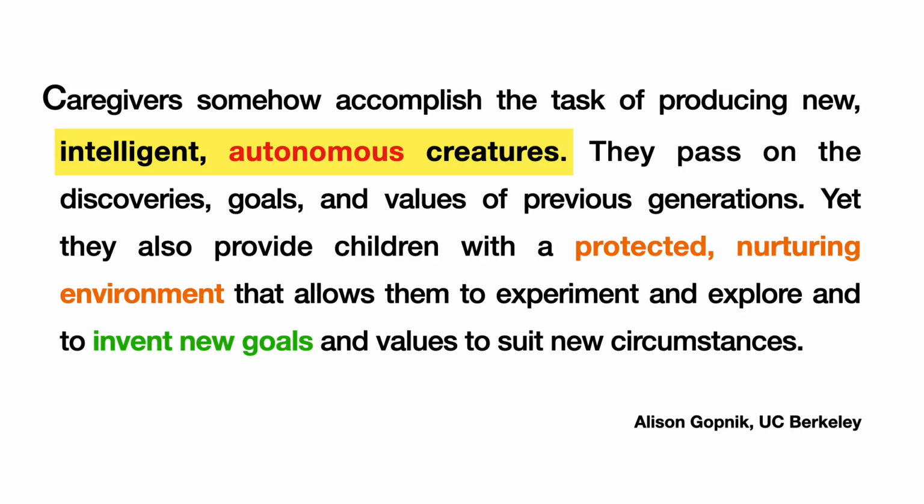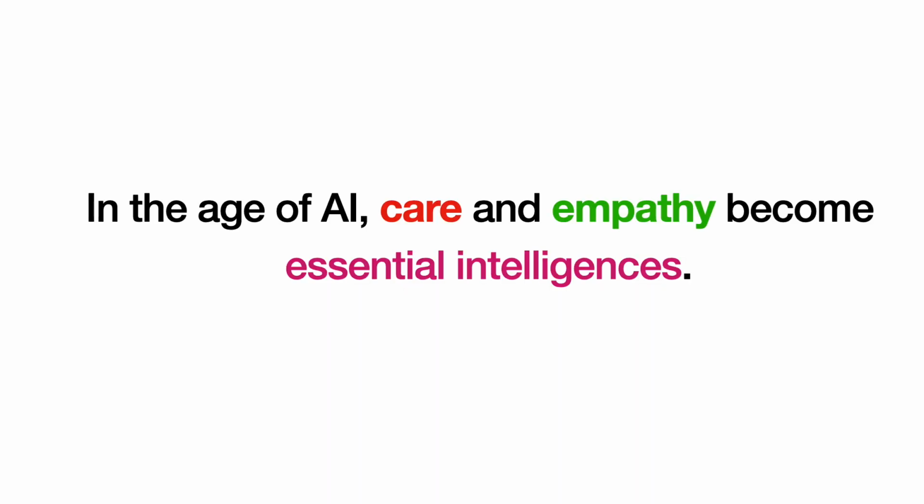This is what Alison Gopnik at UC Berkeley said. She said that caregivers somehow accomplish the task of producing new, intelligent, autonomous creatures. This is an incredible mandate that we've been given. We've been entrusted with people's children to do this. And this is an essential job, to provide that environment for them. Now, I don't know if you remember during the pandemic, they declared teachers to be essential workers. And that's because, just like firefighters or nurses, we are not easily replaced by automation because our core skill set is working primarily with people.